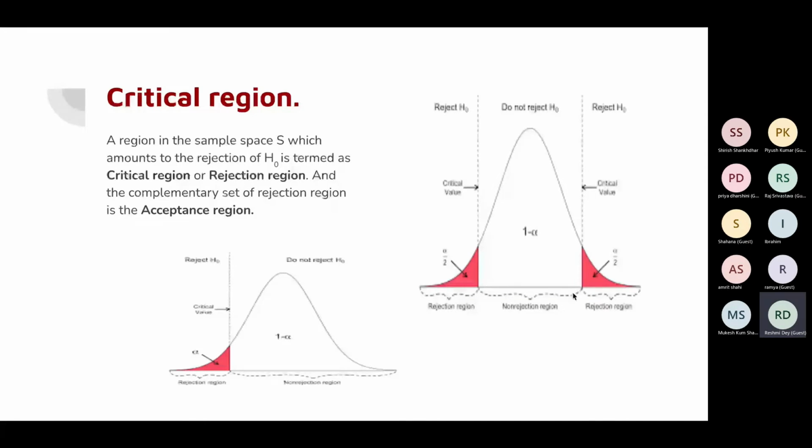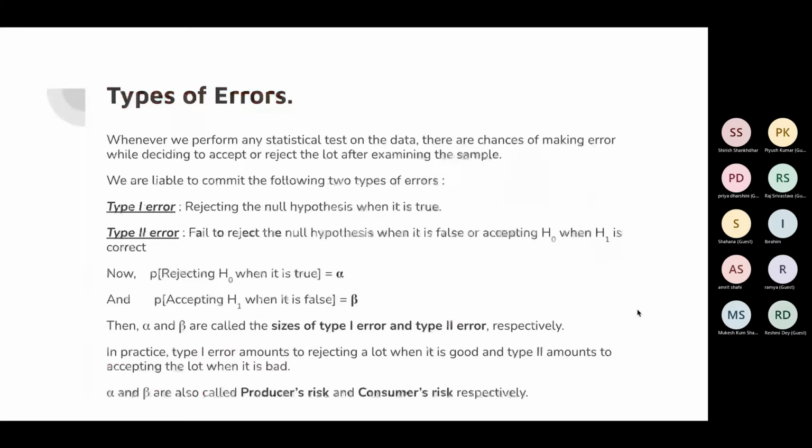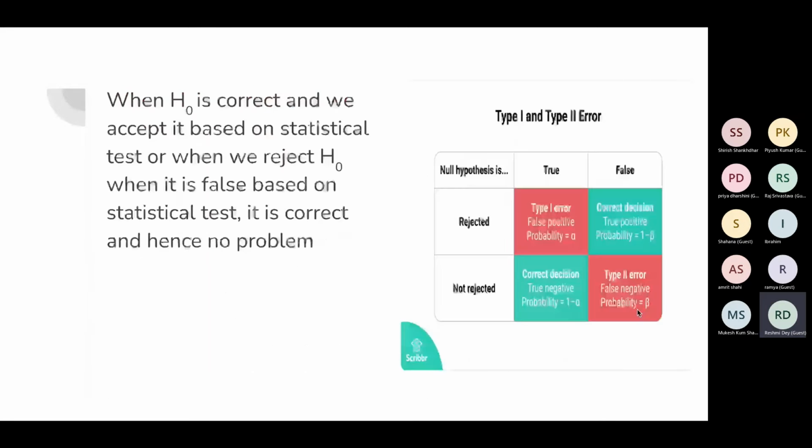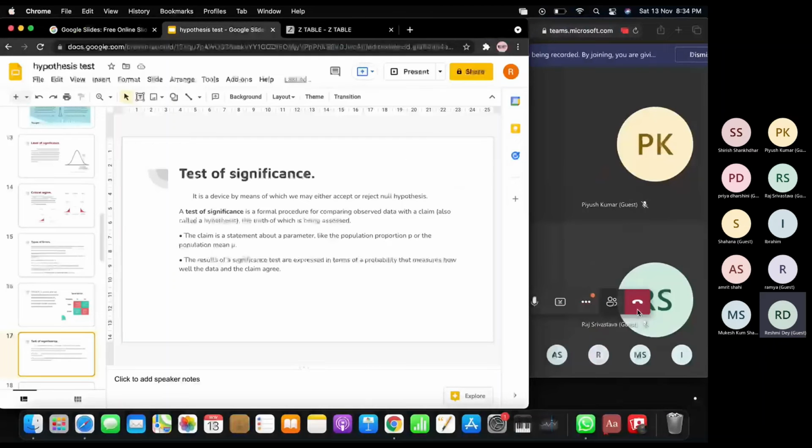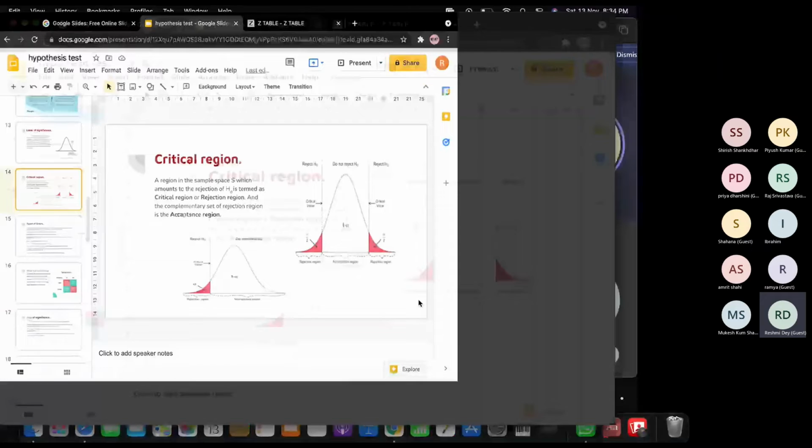This is for two-tailed. This region, 1 minus alpha, is our acceptance region. Here we do not reject our H naught, but here it is alpha by 2. For calculating the rejection region of two-tailed, we divide alpha by 2. So we get our two-tailed rejection region. Types of error is done. Is it clear, types of error and level of significance?